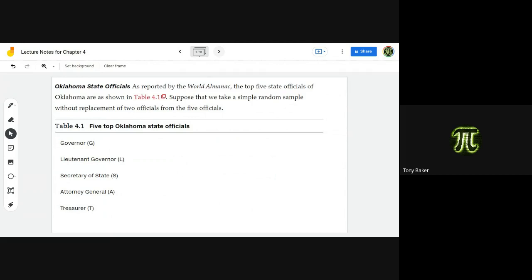So if we're looking at picking 2 officials, we're just going to use the letters so I don't have to write out the whole names. We have governor and lieutenant governor, governor and secretary of state, governor and attorney general, governor and treasurer. Lieutenant governor and governor is the exact same as governor and lieutenant governor, right? There's no reason we need to have them both. So we're not going to use that one. So the next one will be lieutenant governor and secretary of state, and then lieutenant governor and attorney general, lieutenant governor and treasurer. Then we have secretary of state and attorney general, secretary of state and treasurer, and then we have attorney general and treasurer. Okay, does that make sense for all the options?